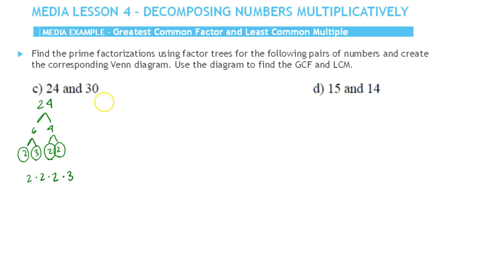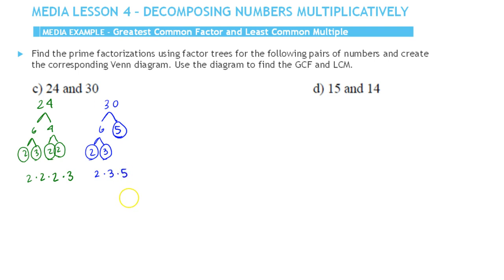Now let's find the prime factorization of 30. Well, 30 is 6 times 5. 6 is 2 times 3. And 5 is prime, so I'll circle that now. So the prime factorization of 30 is 2 times 3 times 5.